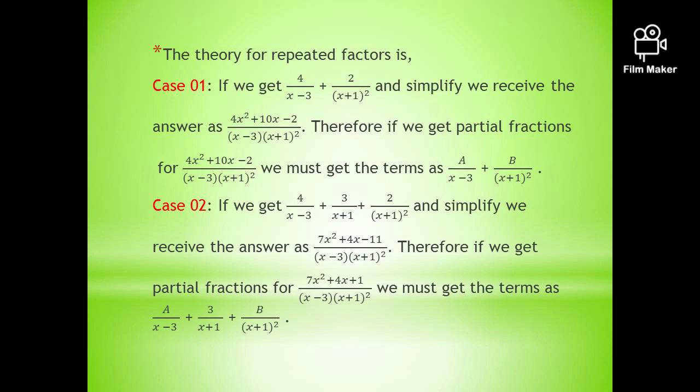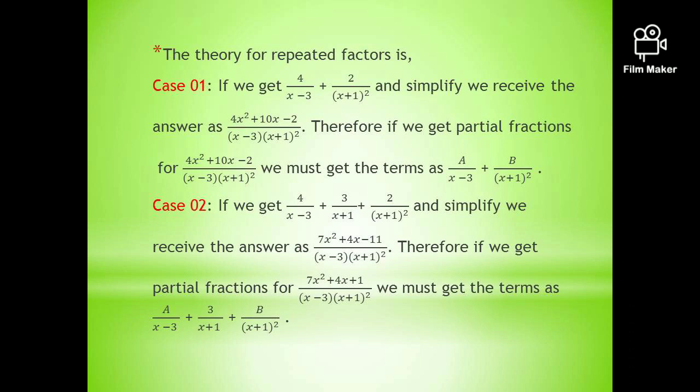If you come to case number 2, if you add 4 over x minus 3 plus 3 over x plus 1 plus 2 over x plus 1 squared, and simplify, you will get 7x squared plus 4x minus 11 over x minus 3 into x plus 1 squared. Therefore, if you make the partial fractions for 7x squared plus 4x plus 1 over x minus 3 into x plus 1 squared, you should receive the terms as a over x minus 3 plus c, or whatever constant, over x plus 1 plus b over x plus 1 squared.